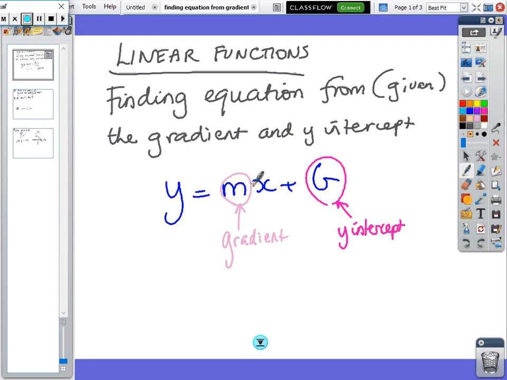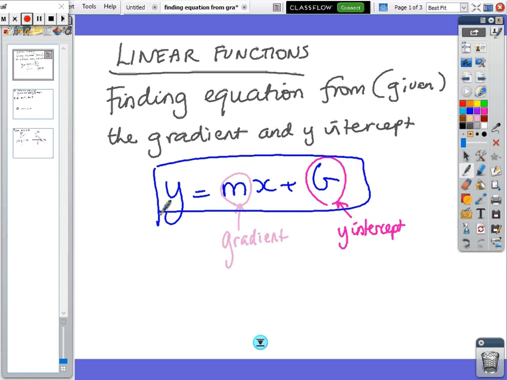Okay, so in this video we're going to be looking at finding equations from gradients and y-intercepts. From previous work we've had this y equals mx plus b heaps of times now, and we've seen from previous videos that the coefficient of x is the gradient and the constant number is the y-intercept. Okay, so we've had that heaps of times already.